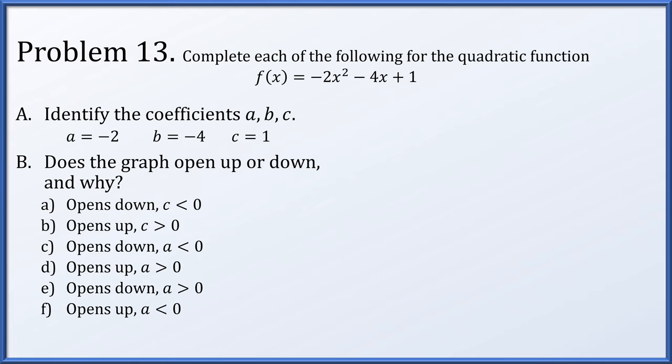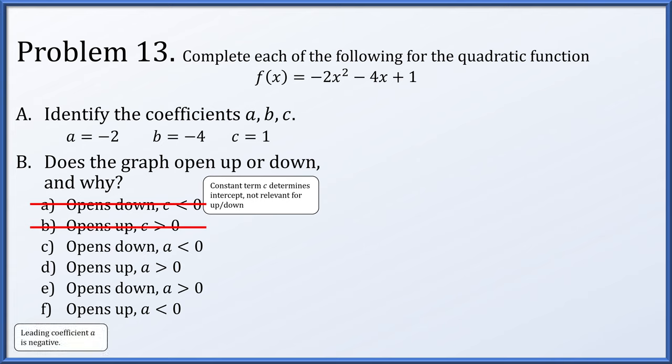Does the graph open up or down, and why? And we're given a bunch of options. It opens up or down because of various things. Now, the constant term c determines the intercept of the function, but is not relevant for whether it opens up or down. So we can immediately rule out the two things that said the reason is c is something. The constant term does not tell you anything about opening up or down. The leading coefficient a is negative. We have a negative 2, x squared. That tells us that it can't be because a is positive.